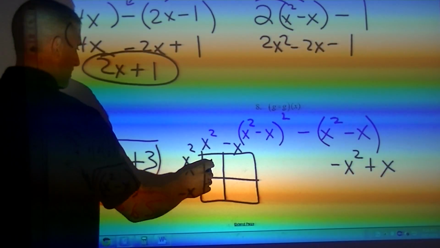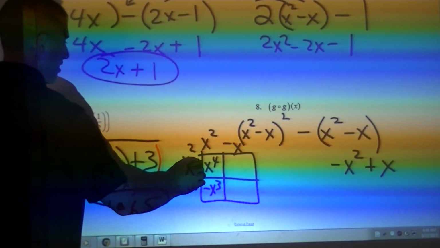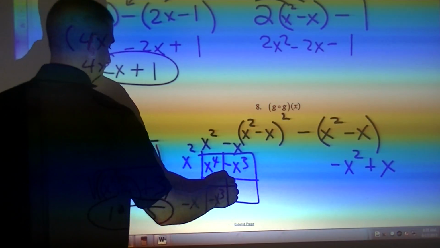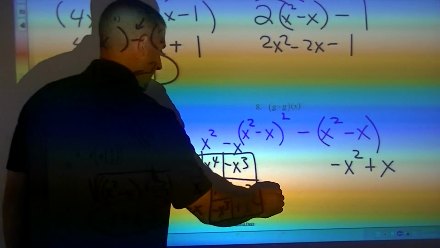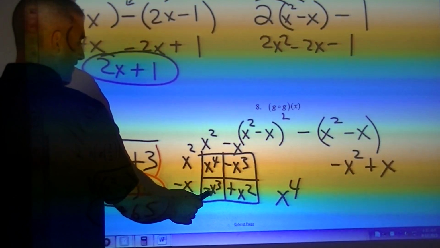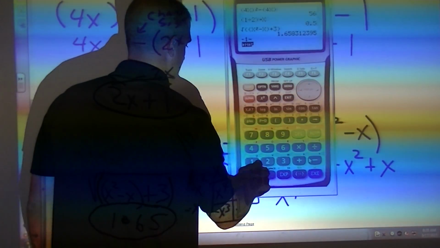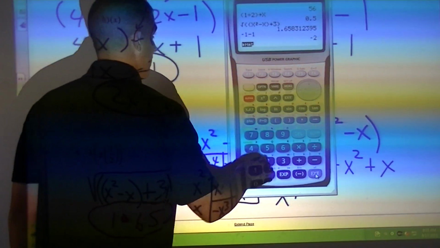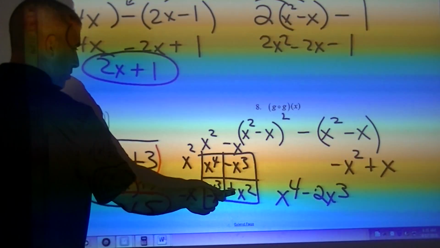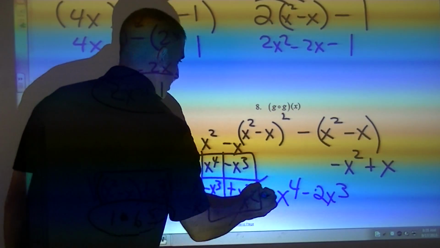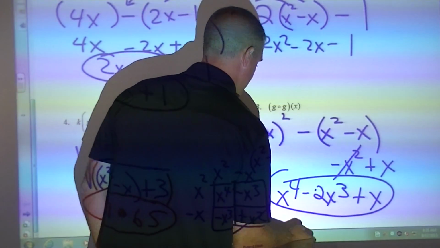So x squared times x squared would be x to the 4th. That would be negative x cubed. This would be negative x cubed. This would be positive x squared. So what I'm going to do is combine all those. So I got x to the 4th, negative x cubed, so that's negative 1. Negative 1 minus 1, which is negative 2. So negative 2x cubed. Positive x squared, negative x squared, so those are going to cancel each other out. And then I got a plus x there. So that's going to be my final answer.